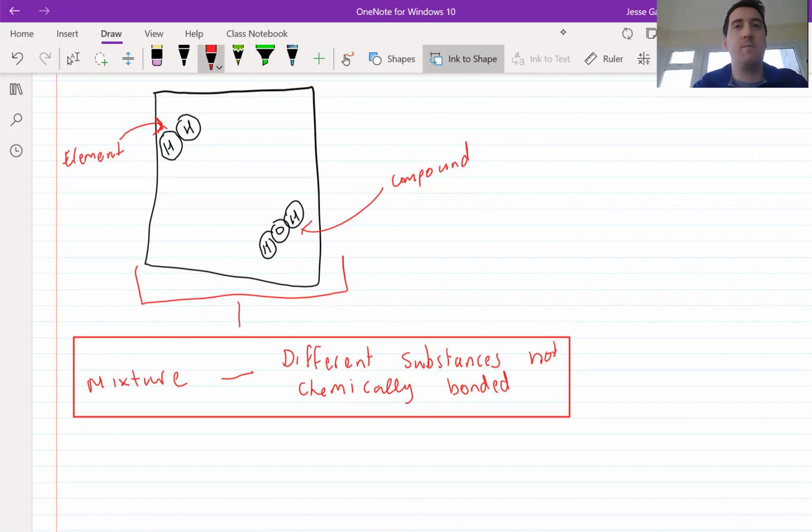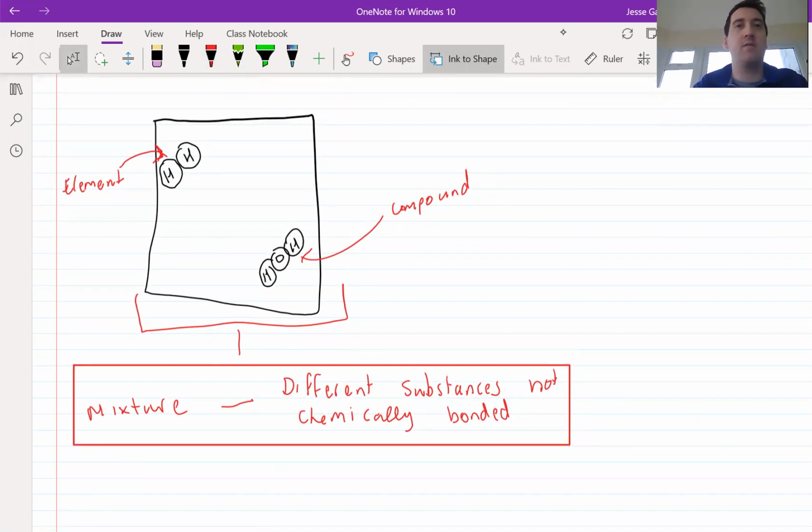That is a mixture. All right, so I'm going to get you to pause the video and take that down. So the diagram and the definition.